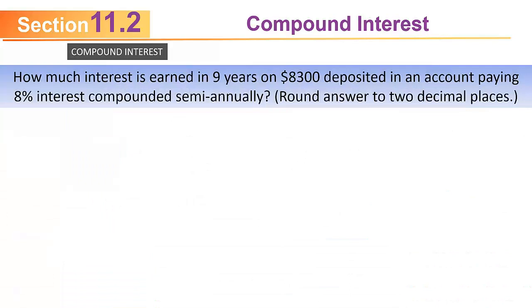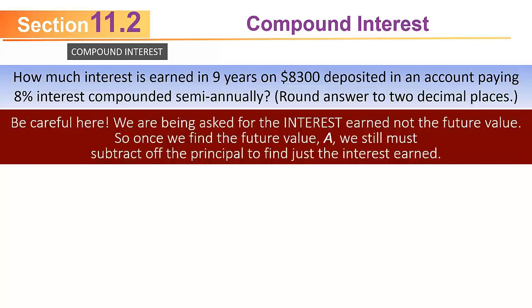Let's try another. How much interest is earned in 9 years on $8,300 deposited in an account paying 8% interest compounded semi-annually? And then we'll round the answer off to 2 decimal places. Be careful here, though, because what you're being asked for is the interest earned and not the future value. The formula that I just gave you to calculate compound interest is for A. A is the future value, and we only want the interest.